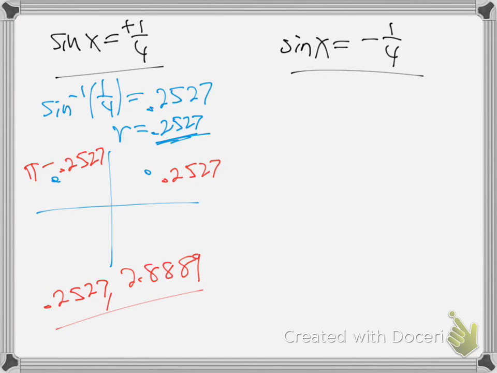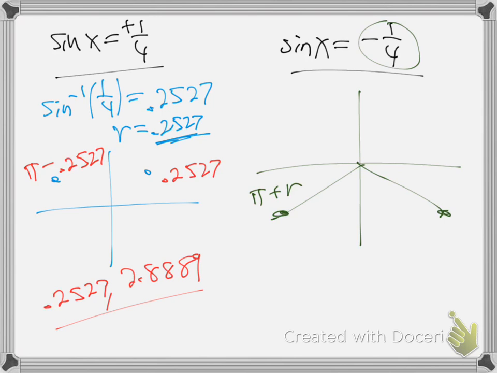Let's do the other 2. Is that good so far? Question so far. Now what about the other 2? Well, that's going to be third and fourth quadrant because that's where sine is negative. How do we get third? Pi plus the reference. Fourth is 2 pi minus the reference. What's the reference? It's the 0.2527. Pi plus 0.2527, and 2 pi minus 0.2527. Hit the buttons on your calculator.